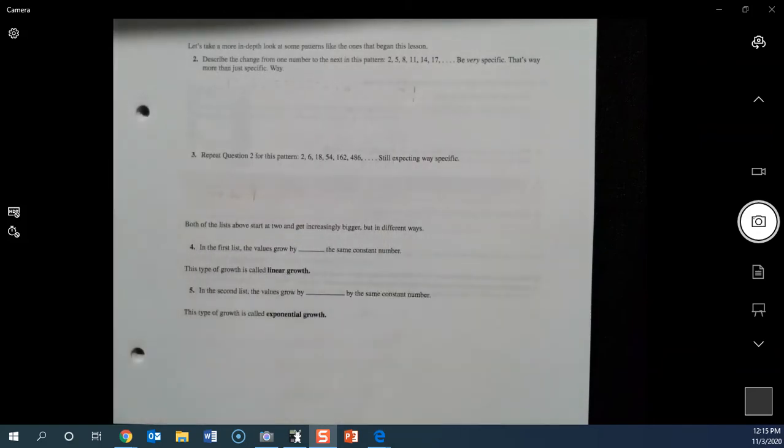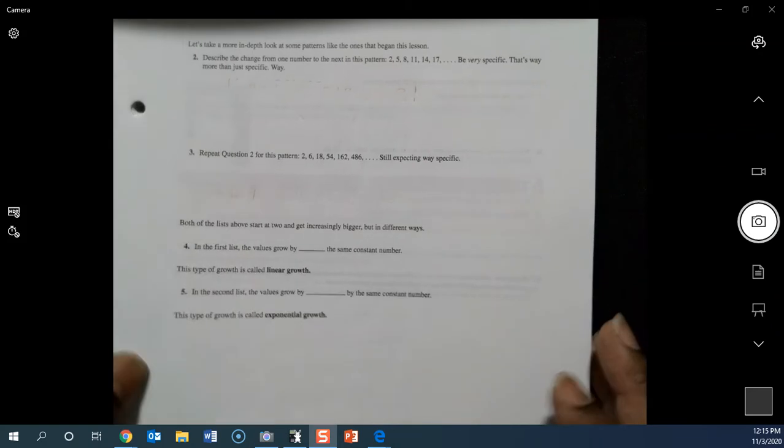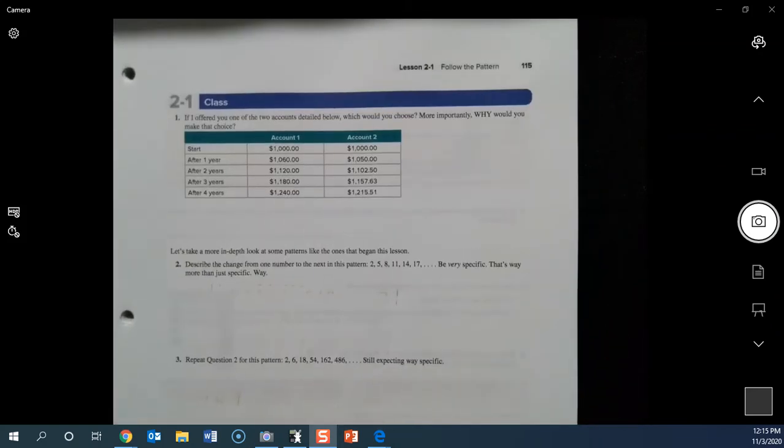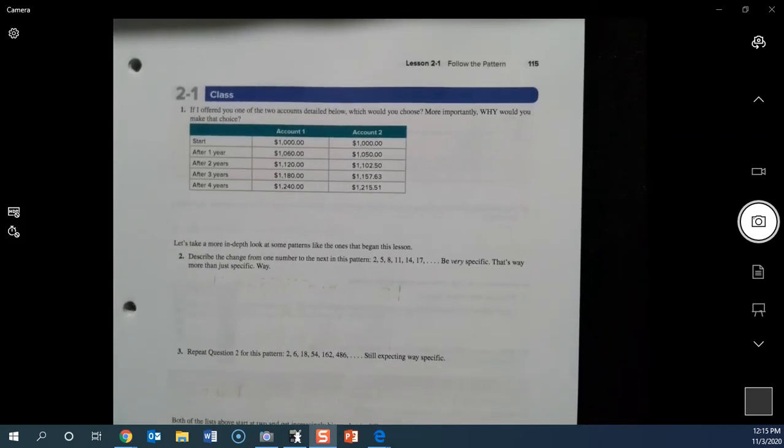All right, so now we move on to the next page. Now just to give you a heads up, we only have 4 more pages that we need to complete and we're done with section 2.1. It says number 1, if I offered you one of the 2 accounts detailed below, which would you choose? More importantly, why would you make that choice?